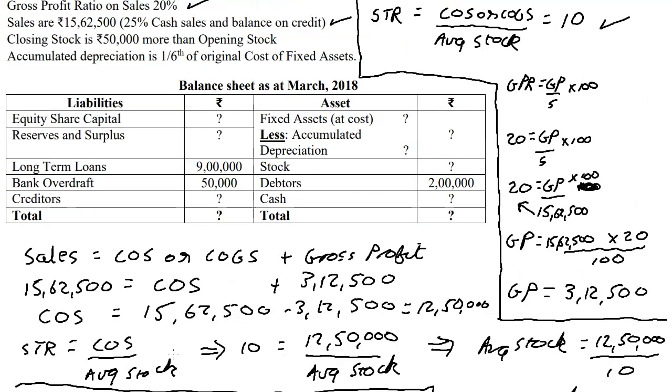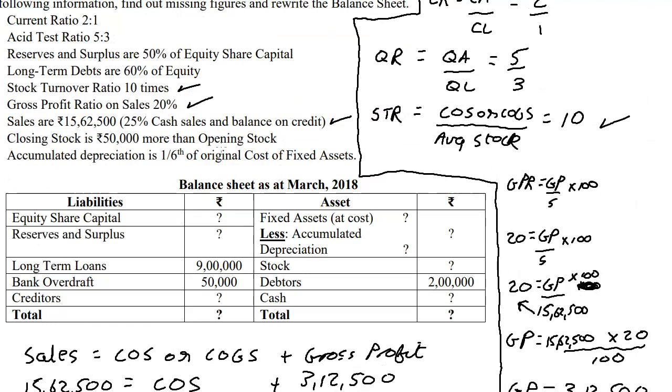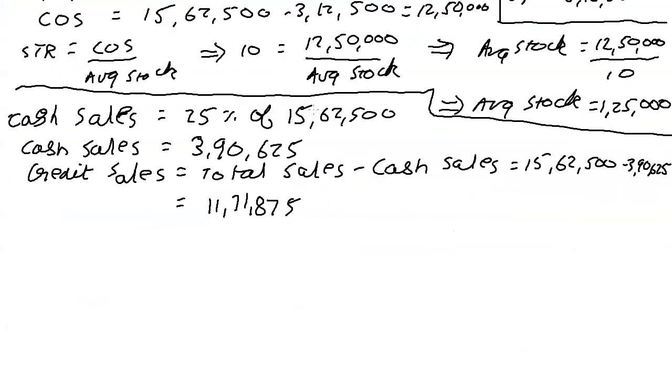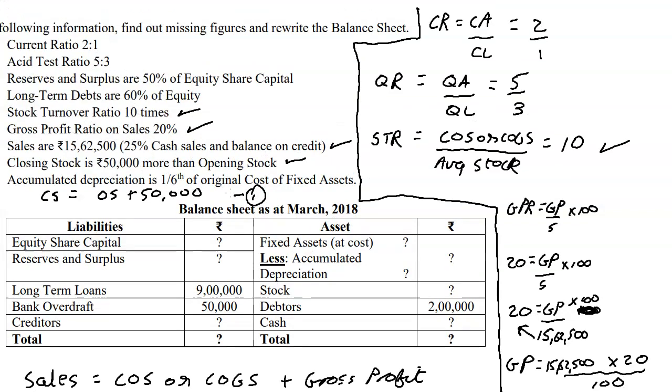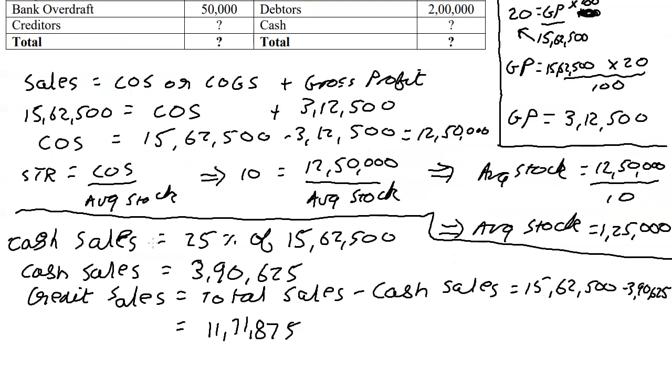11,71,875. Now, going back up here, they've said closing stock is 50,000 more than opening stock. Okay, so I need to convert that into an equation. Closing stock is 50,000 more than opening stock, so opening stock plus 50,000. I have that as one equation, which I'm going to rewrite downstairs. Closing stock is equal to opening stock plus 50,000.